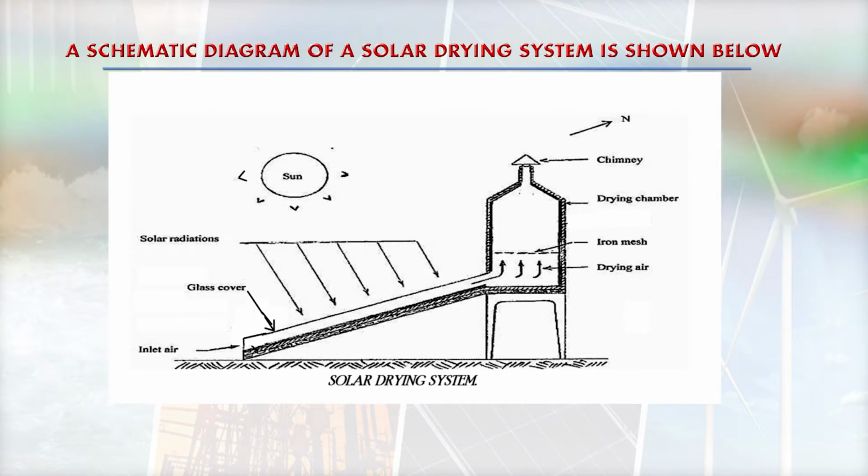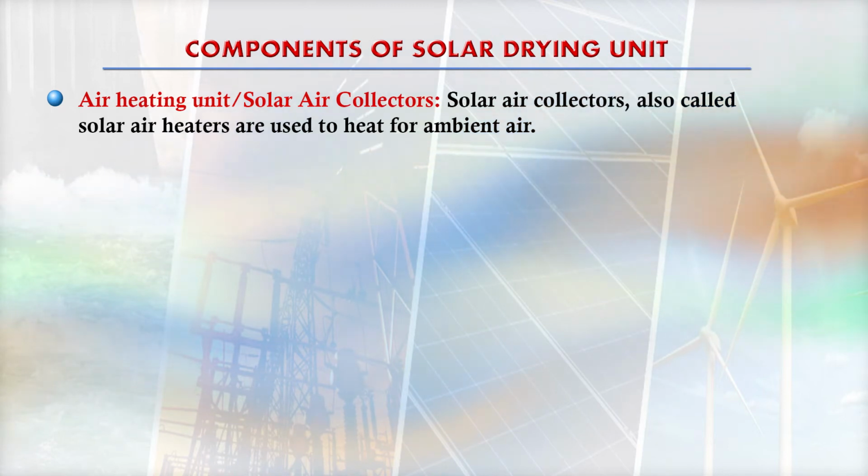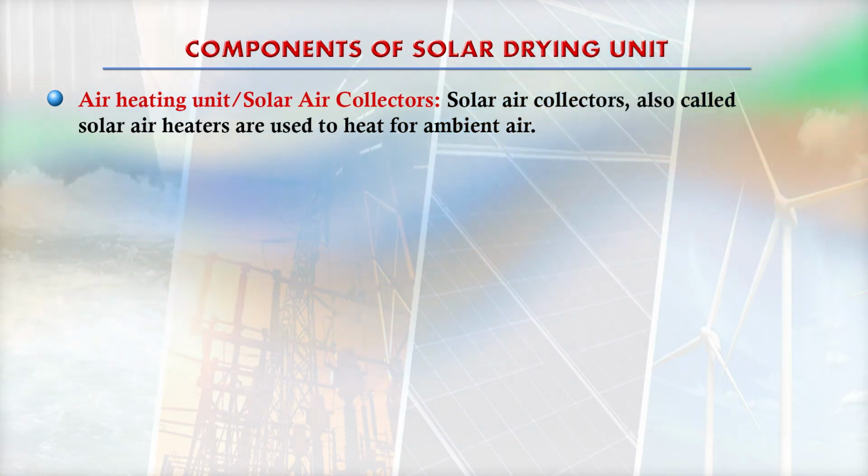Then the heated air is passed over the substance and exits upward through the chimney by taking moisture from the product. This is the working principle of the solar drying unit. Then what are the components of the solar dryer units? The first component is the air heating unit. It is otherwise called solar air collector, which is used to heat the ambient air.